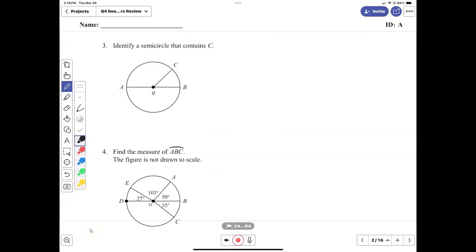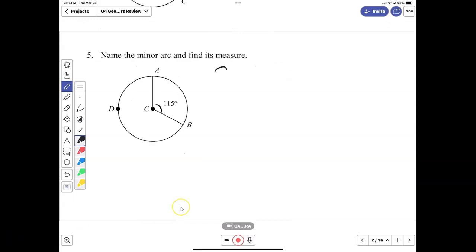Let's go ahead and identify the semicircle. Remember that a semicircle measures 180 degrees. You want a semicircle that contains C. So your semicircles are ACB or BCA. Remember, a semicircle is half a circle. Arc ADB is a major arc. Arc AB or arc BA is a minor arc, and it's going to be 115.